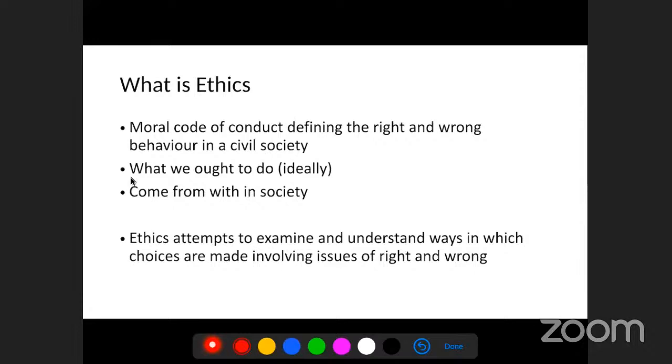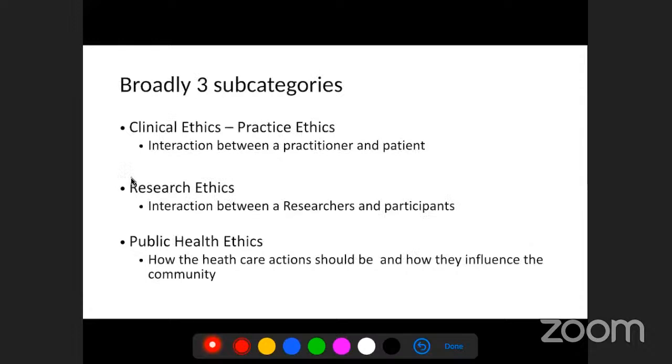So ethics also examines how we make those choices, because every day when we live in society, we make certain choices, we make certain decisions, we do certain activities, and how do we make the decision about certain activity, and how do we make the right decision and the wrong decisions, and what prompts us to make this right and wrong decision. These are all part of ethics.